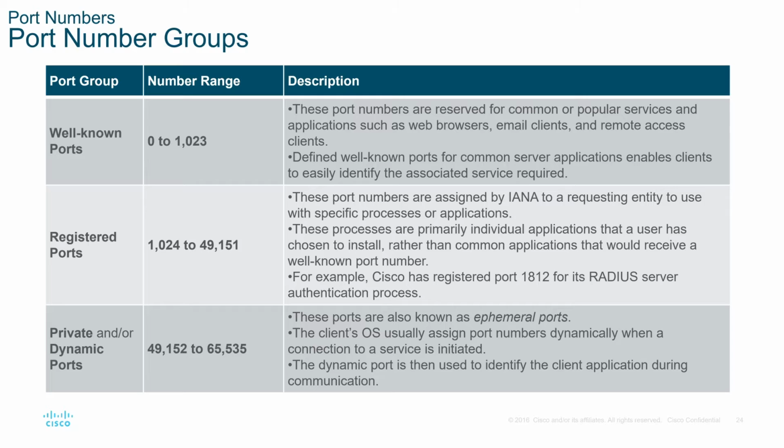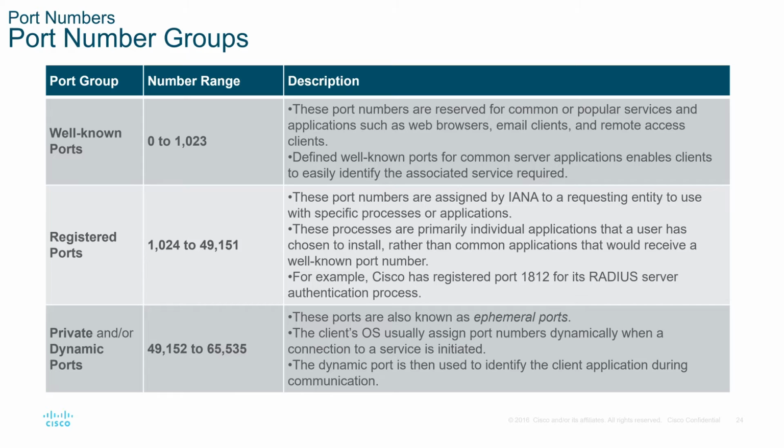As was discussed in an earlier chapter, well-known ports are those with a port range of 0 to 1023. These port numbers, which are controlled by IANA, are reserved for common or popular services and applications such as web browsers, email clients, remote access. They define well-known ports for common server applications, enabling clients to easily identify the associated service requirement.